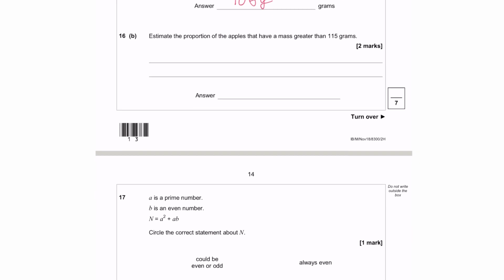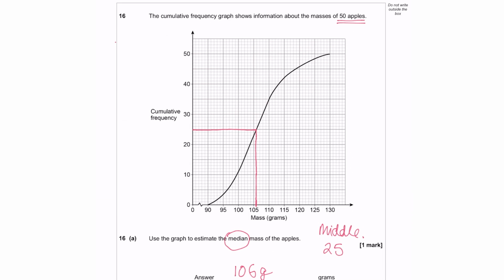Then the next bit tells us to estimate the proportion that have a mass greater than 115. So we go to 115 this time. Before we were going that way, now we're going upwards. We start at 115 and go up until we hit the graph. You will do this nicer with a ruler. And we read off that value, and that value there is 42.